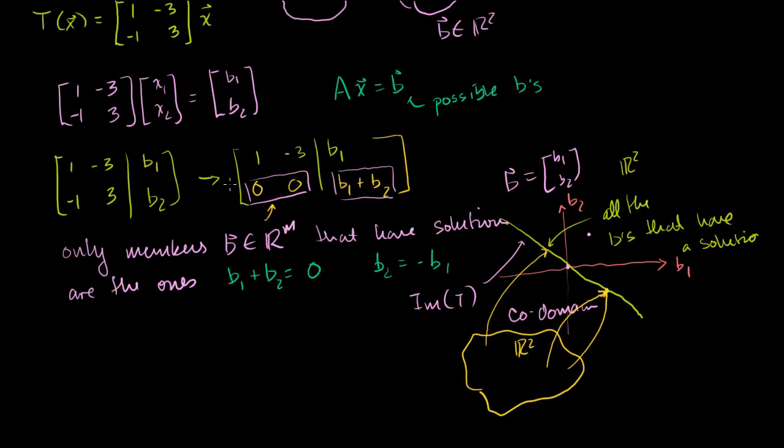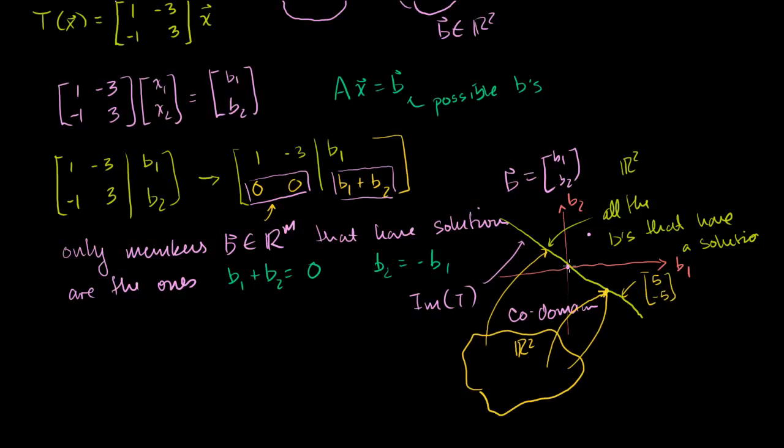Or another way to say it, in reduced row echelon form, every row has to have a pivot entry. But let's focus on the b's that actually do have a solution. So let's focus on these b's so that when you take b1 plus b2, it actually is going to be equal to 0.